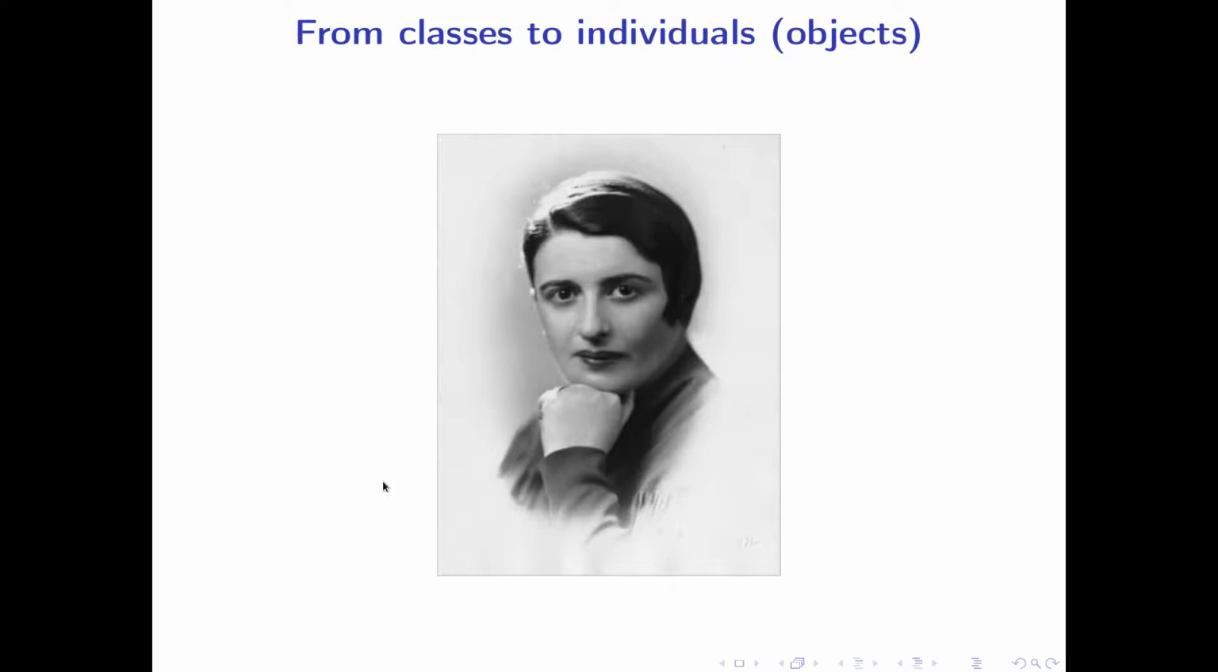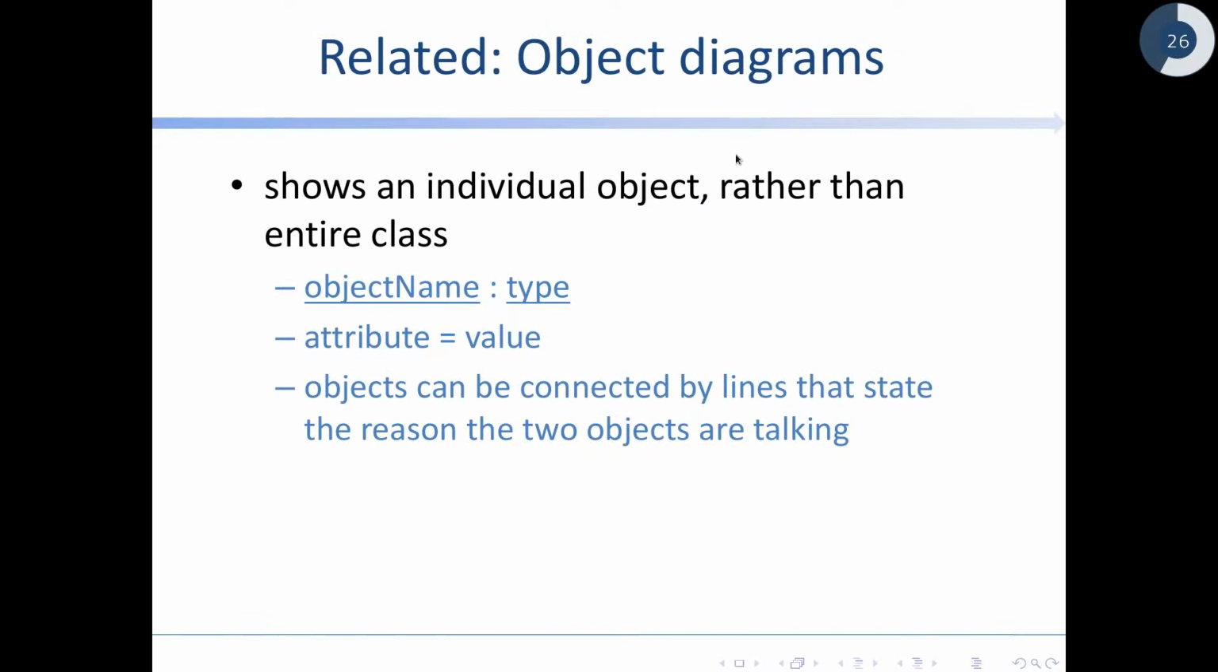So what other diagrams do we have? Let's go from classes of people to individuals, and this lady is really important for that. She's Ayn Rand. If you know about her, she supported individualism a lot. So I want to emphasize that classes are general descriptions, and when you make an instance of a class, it's like an individual. An object is an individual. So you can make an object diagram, which is just one instance of that class.